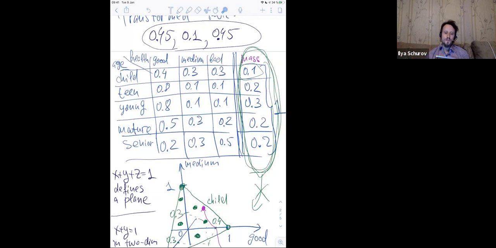I cannot say that it is absolutely impossible to meet with this kind of data. But from a common sense point of view, we have some relation between these category levels that make this more or less not expectable. Okay.